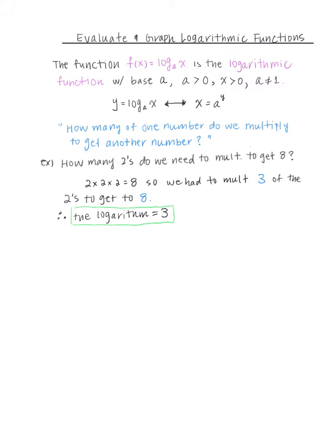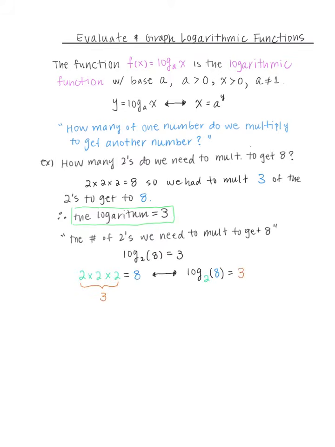Now let's learn how to write this. We write the number of 2's we need to multiply to get to 8 as log base 2 of 8 equals 3. So if we have 2 times 2 times 2 equals 8, that's equivalent to log base 2 of 8 equals 3. Writing the left-hand side using exponents, 2 to the third equals 8 is equivalent to log base 2 of 8 equals 3. And that is precisely what the formal definition is telling you.